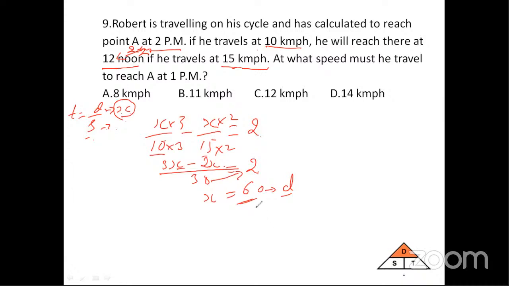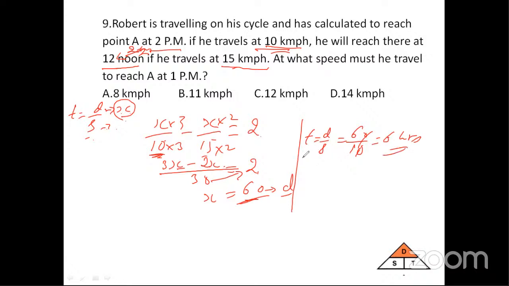We got that distance. Now they are asking us to reach the time at 1 p.m. Okay, we have to reach at 1 p.m. So how do we know the speed? Let us try to understand. In the first case, it is 10 kilometer per hour and the distance is 60. So if you observe, time is equal to distance by speed. Distance, we got it as 60, divided by speed, initially 10 kilometer per hour. So he needs 6 hours to reach.